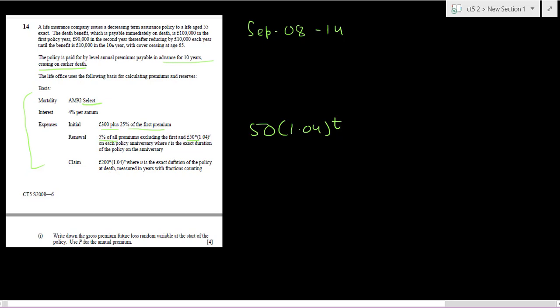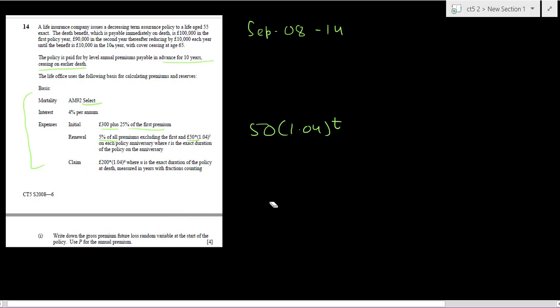Whenever it is paid, and 200 into 1.04 to the power of u, where u is the exact duration of the policy at death measured in years with fractions counting. So again, it is a claim expense, and fractions counting means that whatever is the point of death. T and u are two variables, but they are effectively the same thing. It just means that the 4% interest would cancel out because these are increasing, and the interest factor would be at 0% interest effectively.